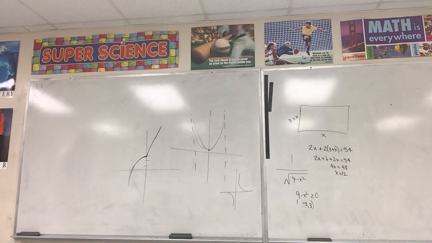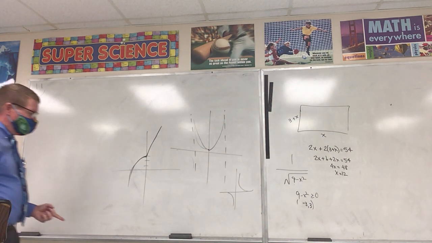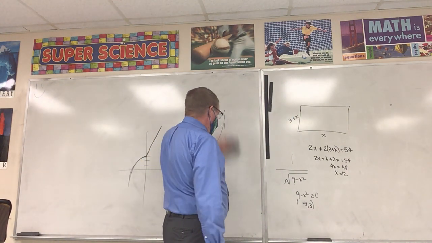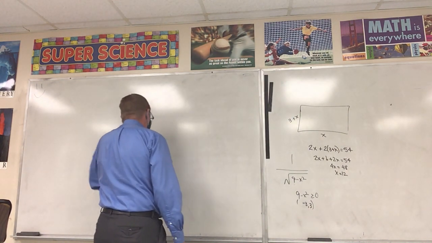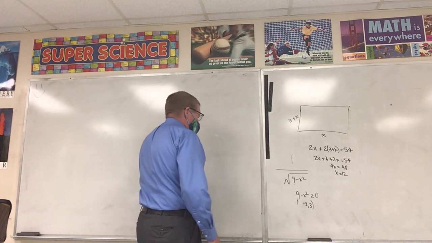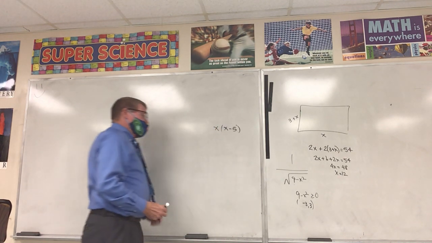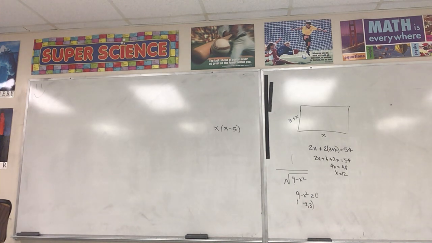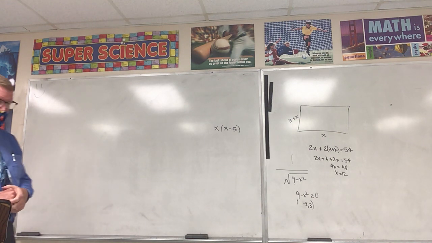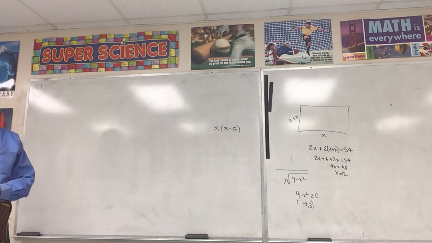Alright, 21 to 24, find all vertical asymptotes and horizontal asymptotes. Alright, 21, vertical asymptotes. Vertical asymptotes come from where? The denominator. What do we have to do to it? Starts with an F. Factor. X squared minus 5x factors down into what? So therefore my vertical asymptotes are what? X equals 0 and x equals 5.